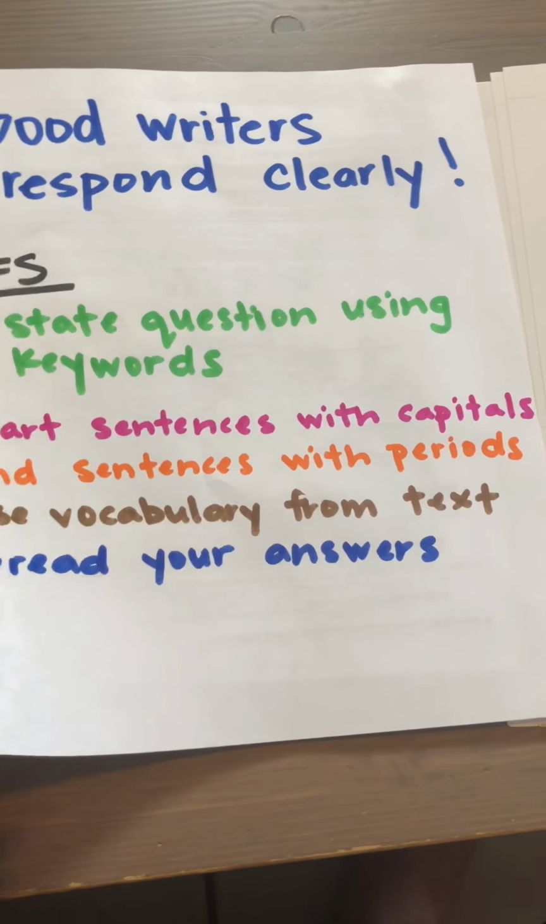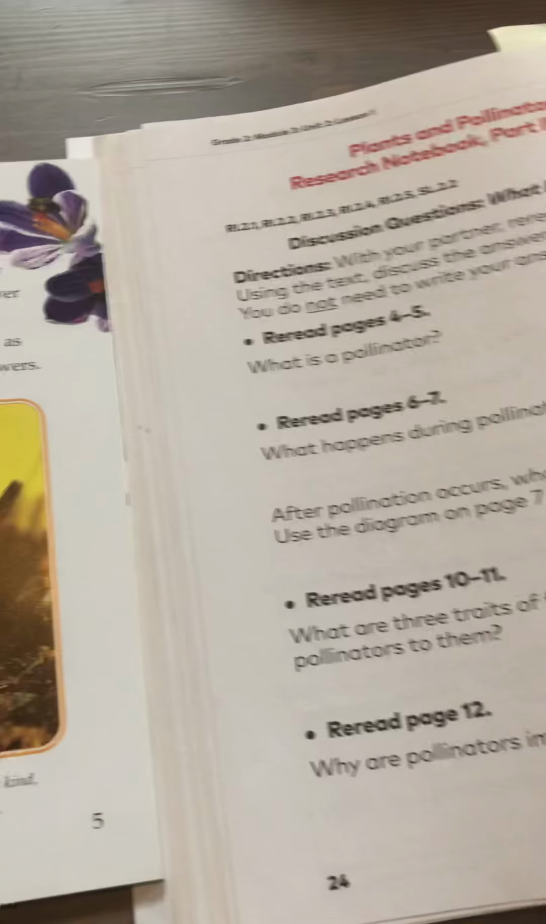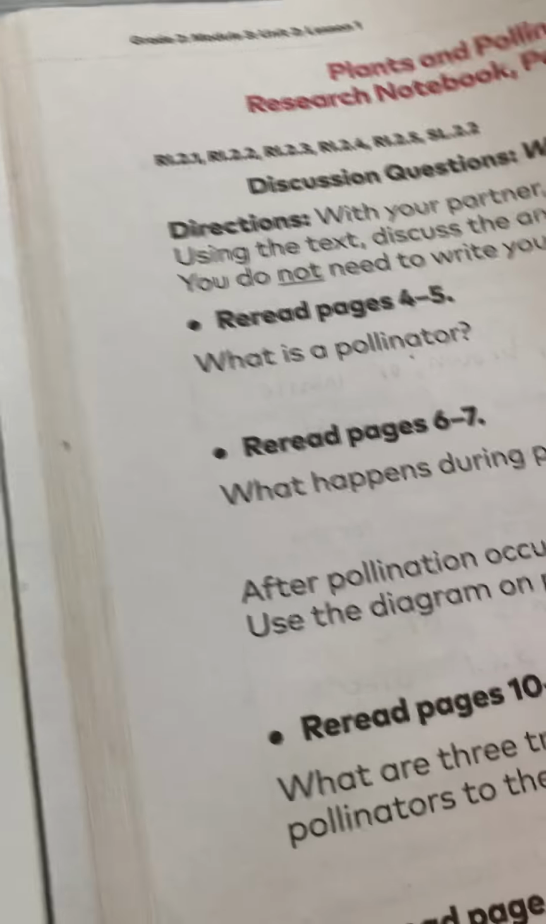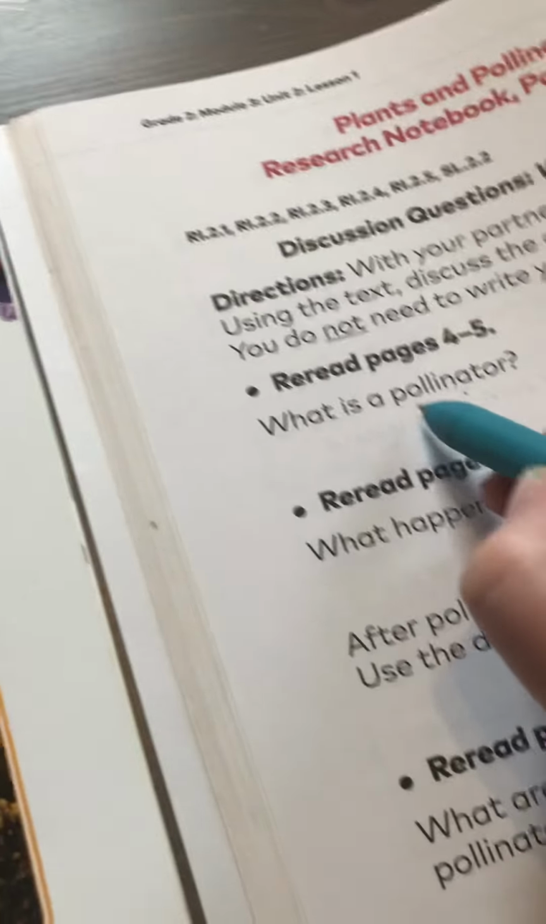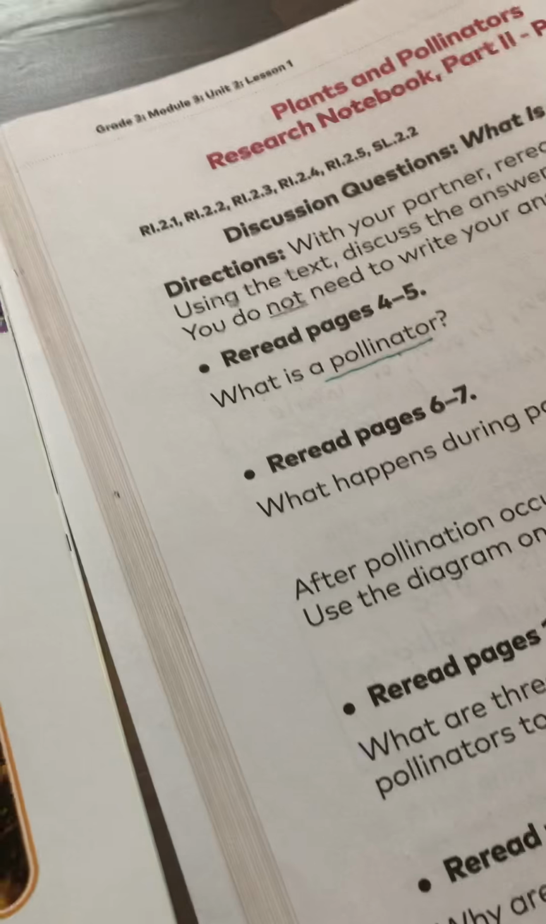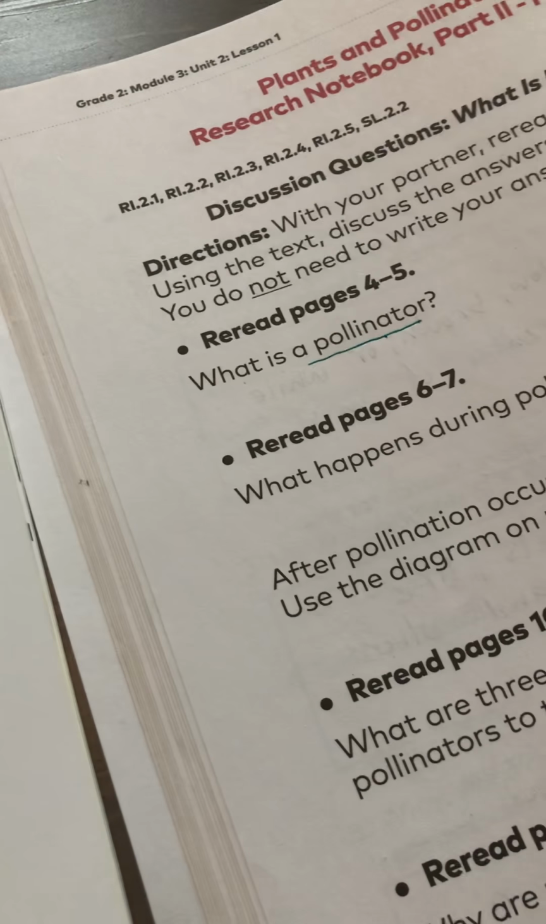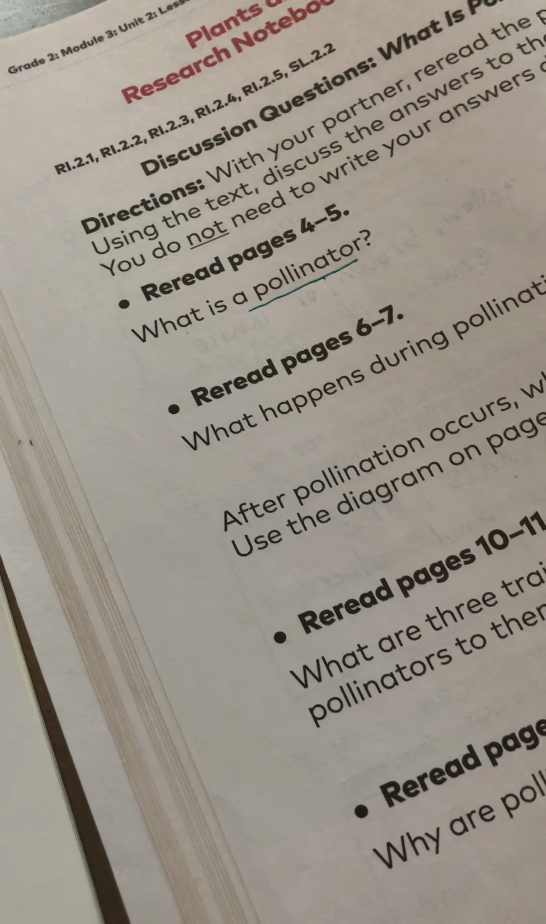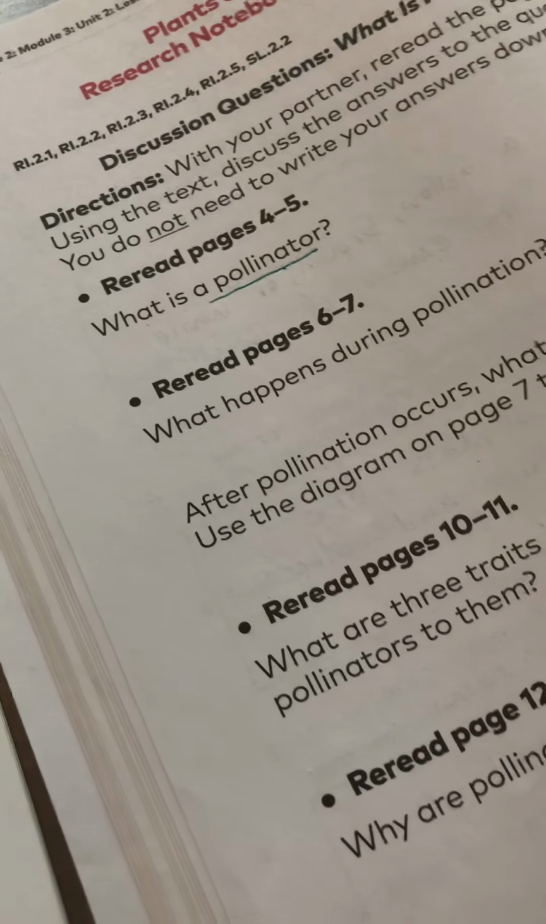This is where you're going to need your pencil and your paper. So let's take a look at this first question. It says, what is a pollinator? So the key word in this question would be what? Yes, a pollinator. So the question is really asking for us to give a definition of what a pollinator is. So how could we restate that question using the key word pollinator? Yes, we could say a pollinator is, and we'll use vocabulary from the text to answer that question.